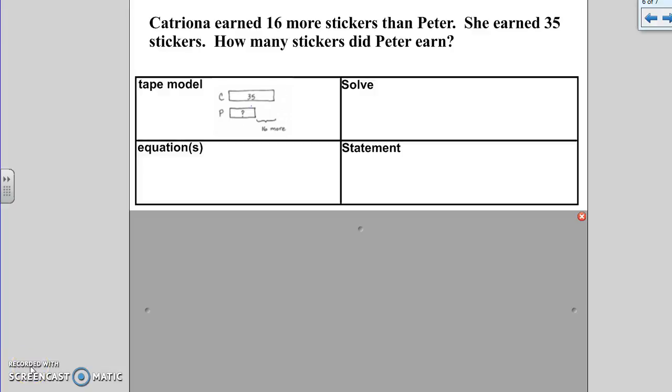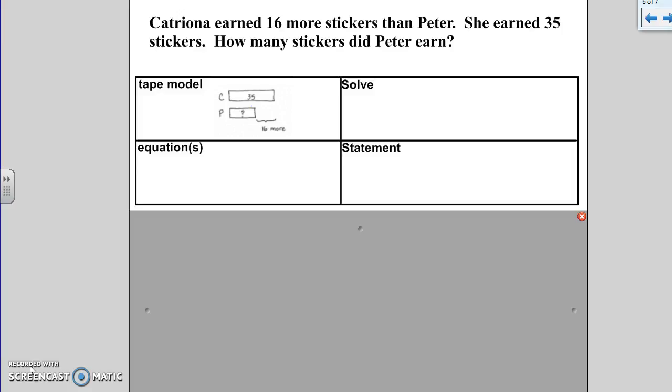All right, boys and girls, good morning. This is the application problem for lesson 15. Go ahead and close your eyes and just think about what's happening. Katriana earned 16 more stickers than Peter. She earned 35 stickers. How many stickers did Peter earn?